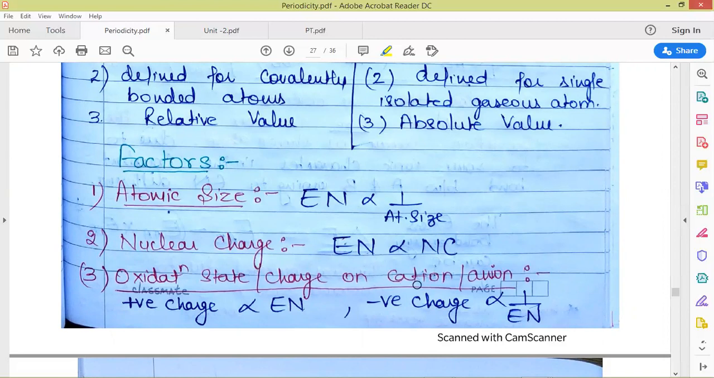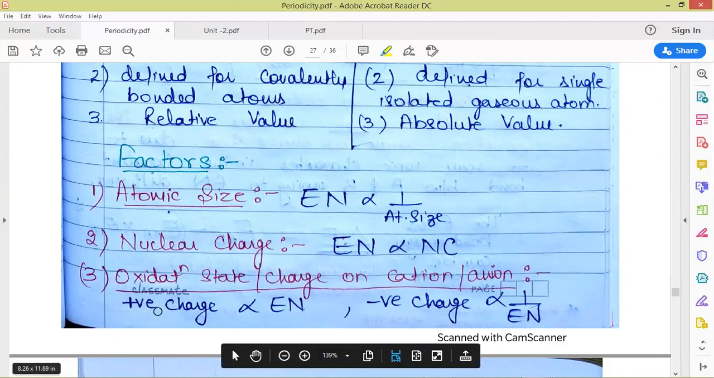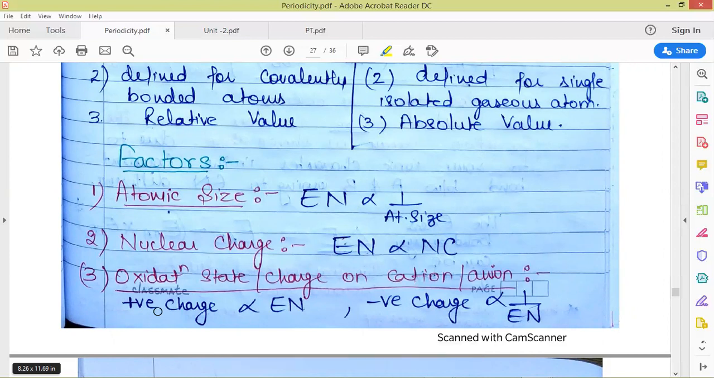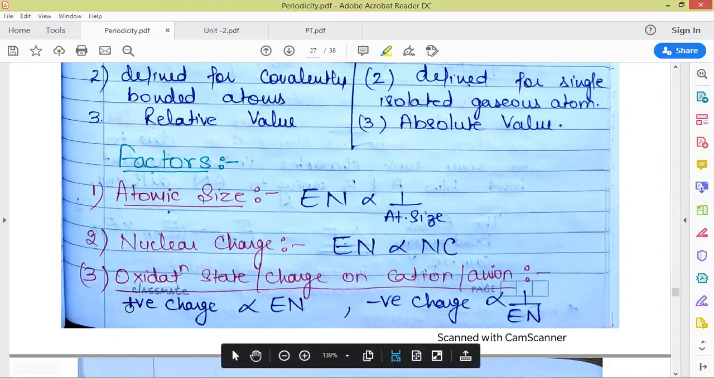With increase in charge on cation, that means we are increasing the positive charge on the ion, and we are decreasing the number of electrons. So that means attraction for electrons for that particular species is increasing. If positive charge is increasing, that means electronegativity is increasing.